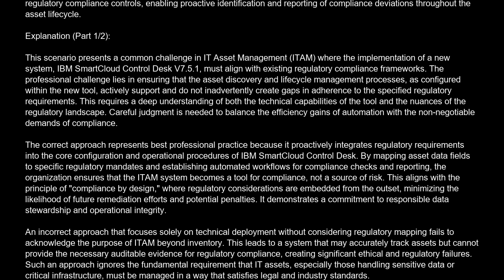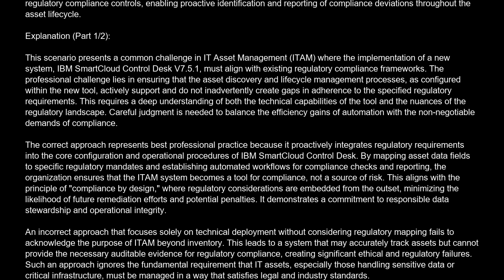Careful judgment is needed to balance the efficiency gains of automation with the non-negotiable demands of compliance. The correct approach represents best professional practice because it proactively integrates regulatory requirements into the core configuration and operational procedures of IBM SmartCloud Control Desk. By mapping asset data fields to specific regulatory mandates and establishing automated workflows for compliance checks and reporting, the organization ensures that the IBM system becomes a tool for compliance, not a source of risk.